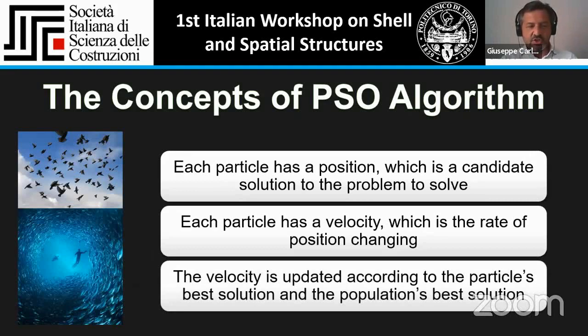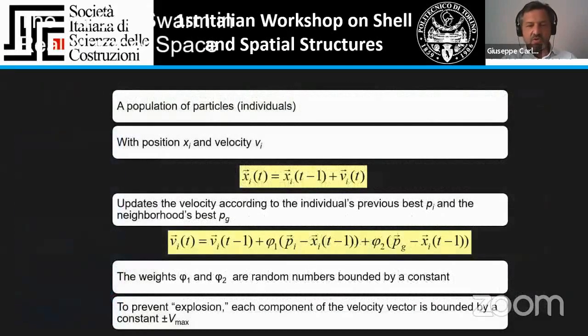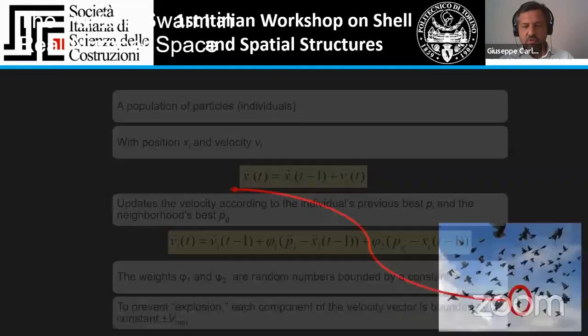So each element of the group has its own velocity and position. And the position is updated step by step by taking into account two different aspects. One is related to the global or social capacity to identify the optimal solution. The other is related to the personal knowledge, the capacity to have some information about where the optimal solution is located.